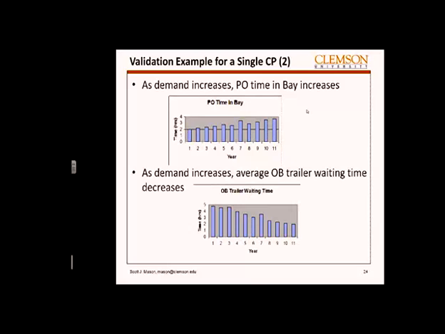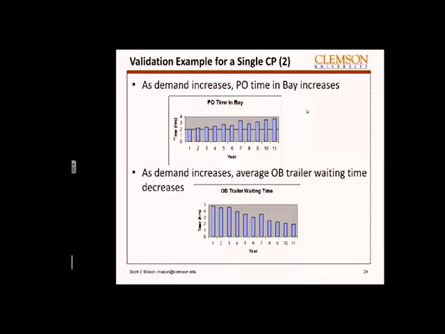But we also see that as demand increased, the average time that an outbound trailer would wait goes down because there's more stuff to get on those trucks, gets them out the door quicker. These two are kind of complementary because even though we're getting them out the door quicker, it could be that some of the items in the purchase orders are spending extra time on the floor in the bay because there's no trucks available to put them on because we're getting them out quicker.